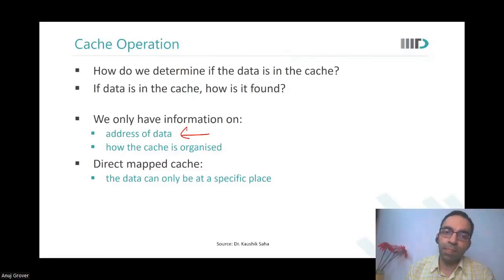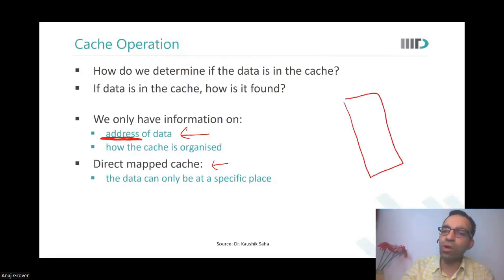How the cache is organized? Let us say I say that the cache is organized in terms of a direct map cache. What does direct map cache mean? Direct map cache means that depending on the address of my data, I would write to only one particular location in the memory.